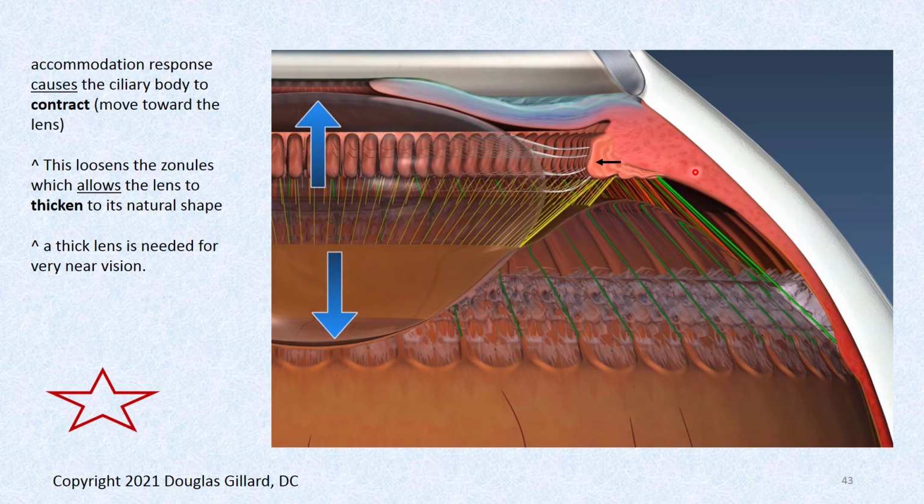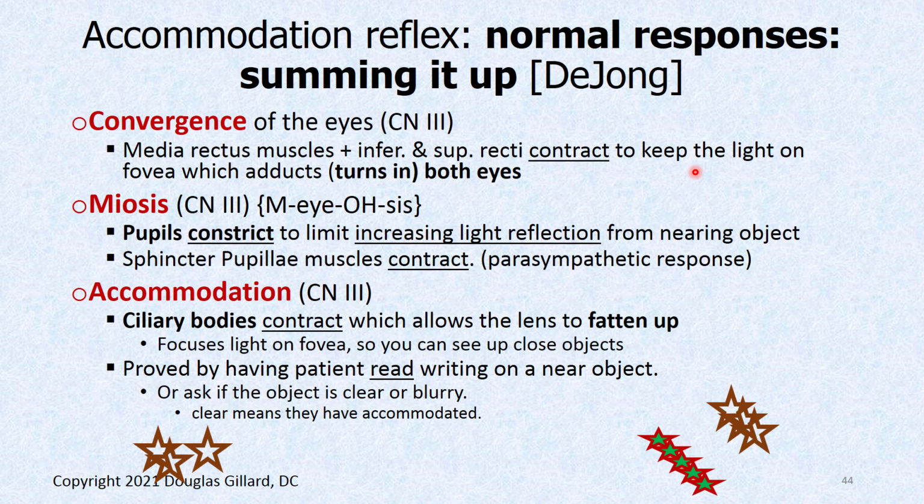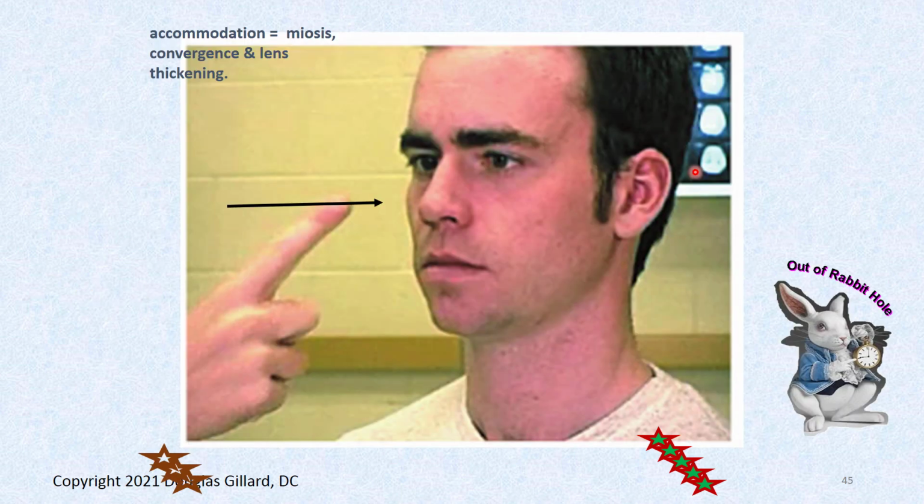All right, there's just a picture of everything I said. All right, summing it all up. So the accommodation reflex is made of convergence, which means your medial rectus, superior and inferior recti have to be working. Miosis, the pupil constricts as the finger comes in, and the accommodation phenomenon, or just accommodation, as the ciliary body contracts and allows the lens to fatten up, thicken to its normal close range viewing. All right, that's out of that rabbit hole.